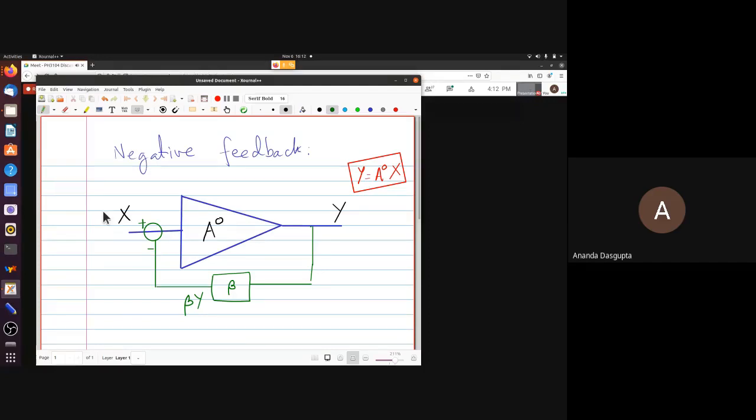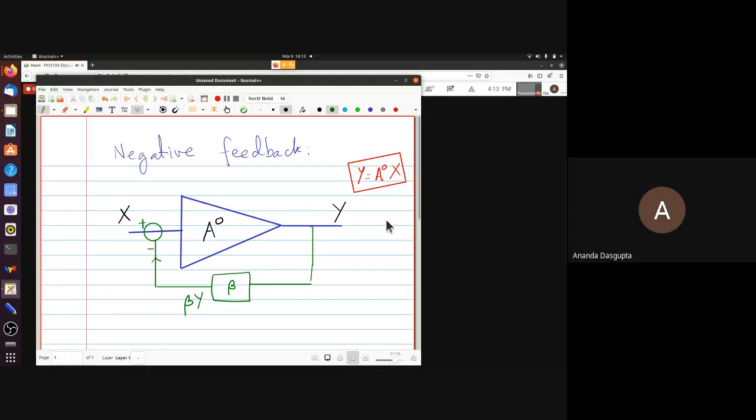You feed a fraction of the output back in such a way that instead of aiding the input signal, it is actually opposing the input signal. Okay? So is this clear? This is the schematic situation for negative feedback. Here the input could be an input voltage, the output could be an output voltage. You could equally well have current to current amplifiers where the input X is an input current and output Y is an output current. And this beta is something which takes a fraction of the output current and returns a fraction of it back.